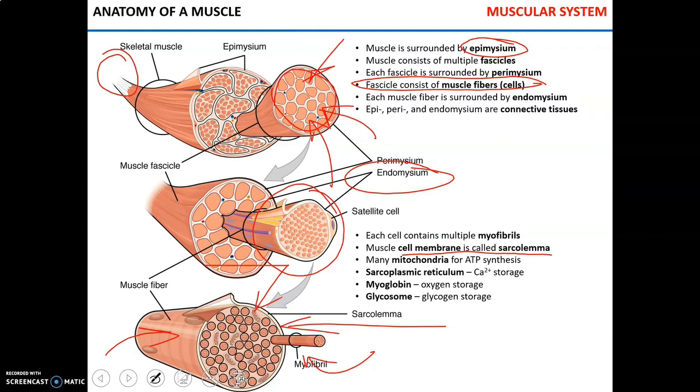For ATP synthesis, muscles consume an enormous amount of energy. And not pictured here are sarcoplasmic reticulum, an organelle that stores calcium essential for muscle contraction, myoglobin, a protein that is responsible for the storage of oxygen, and glycosomes. Glycosomes store glycogen in the muscle. Glycogen is a polymer that consists of multiple glucose residues. So essentially, glycosome stores the long-term energy source for the muscle.